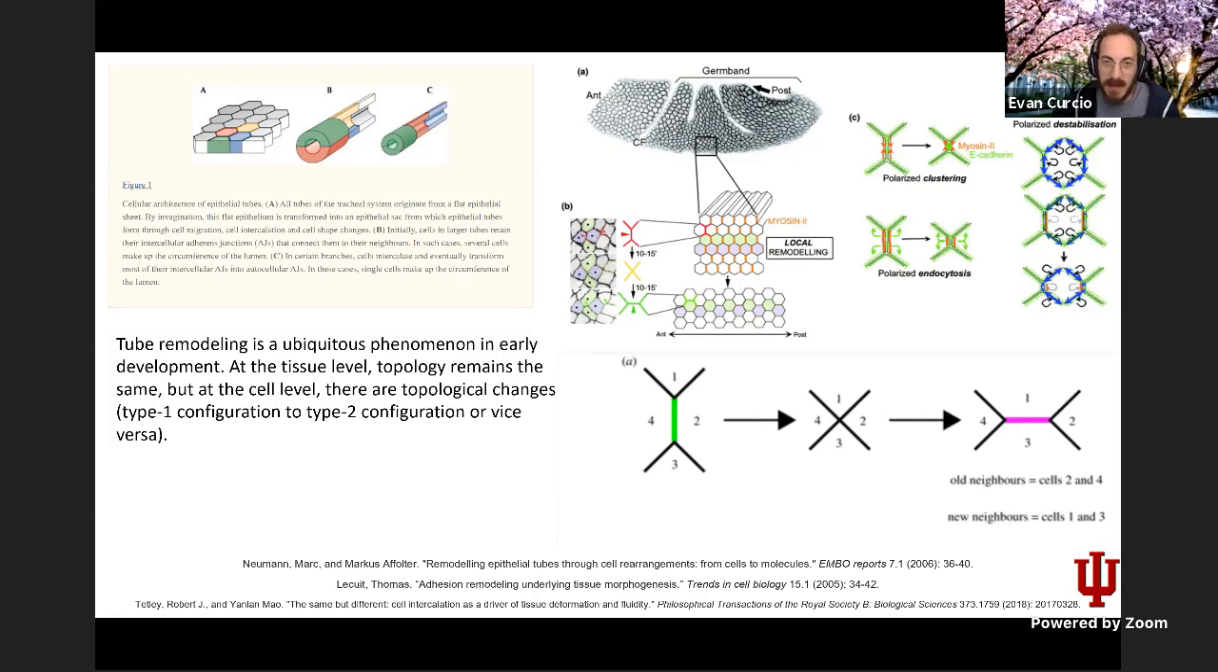switching. So in the bottom right, you have cells 1 and 3 are not neighbors, cells 2 and 4 are neighbors. And due to myosin contraction, they will form this 4-point meeting spot, and then we'll switch, and 1 and 3 are neighbors and 2 and 4 are not neighbors. So there's a local phenomenon that's occurring, and it's involved in cell intercalation and these sorts of things. But I'm interested in tubes.